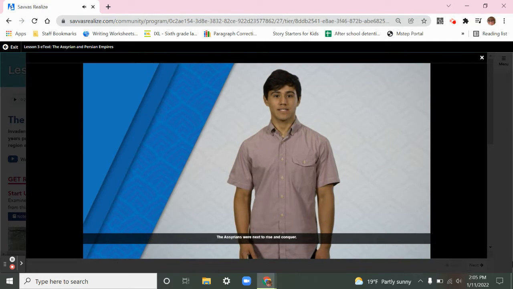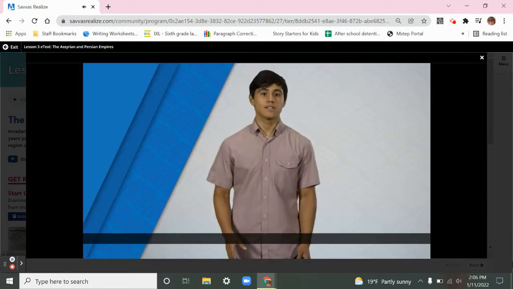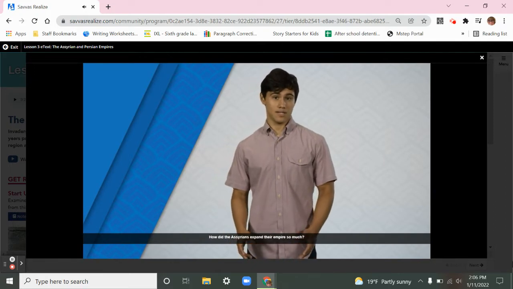The Assyrians were next to rise and conquer. Notice how much the Assyrian Empire grew. It expanded beyond the boundaries of the two rivers that had defined the Sumerian and Babylonian empires, but it never expanded too far from water, always staying within the reach of the coastlines of the Mediterranean Sea, the Persian Gulf, or the banks of the Nile River. How did the Assyrians expand their empire so much?